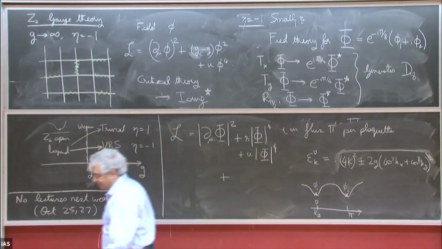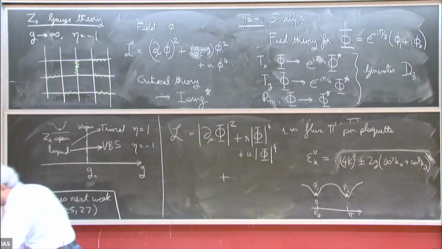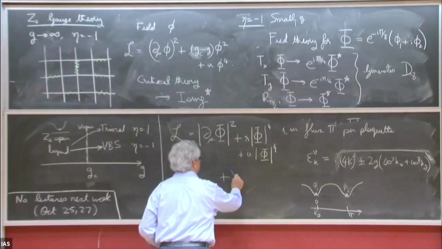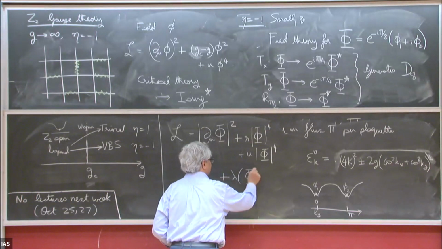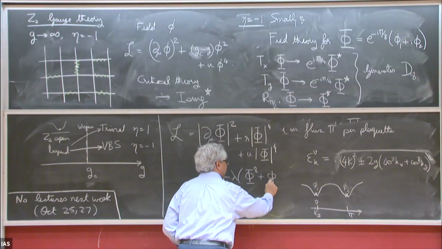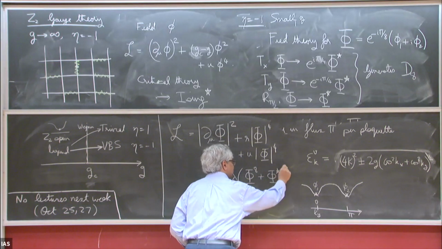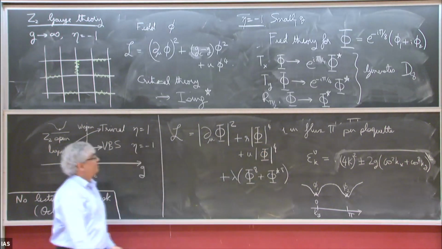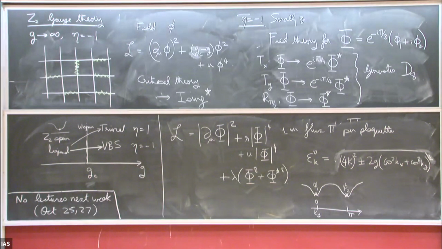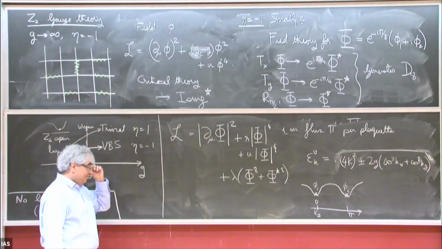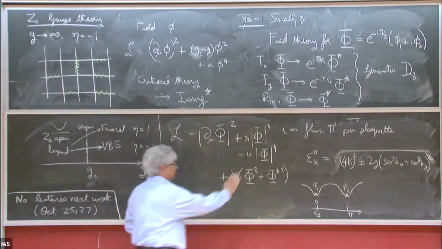But not quite. There's another term. The simplest term is twice lambda, and it's phi to the 8. It's phi star to the 8. Okay. The 1 of the 4th should be a square problem. Oh, thank you.